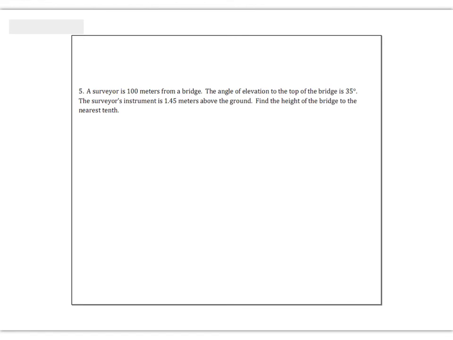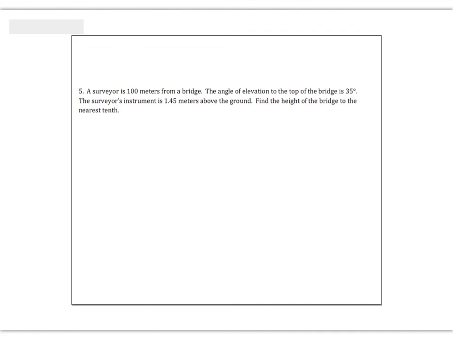A surveyor is 100 meters from a bridge. The angle of elevation to the top of the bridge is 35 degrees. The surveyor's instrument is 1.45 meters above the ground. Find the height of the bridge to the nearest tenth. You might see these people along the side of the road when there's road construction going on. They have a little tripod. They're wearing bright orange vests, and they're doing some trigonometry, calculating the slope of the road that they're going to build, perhaps a sidewalk.